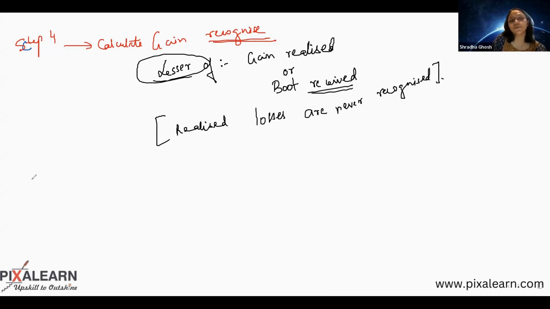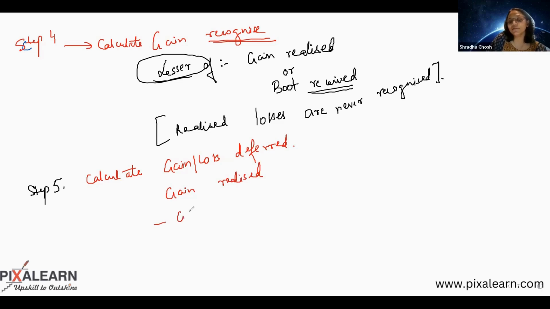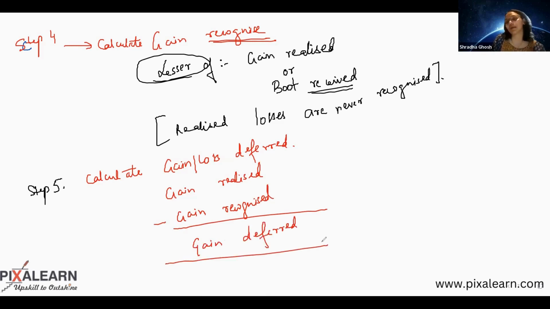So now you know what is the gain that you've made. Now you also know the gain that you have to report in your income statement. That brings us to finding out what is the gain that you have deferred. So calculate the gain or the loss that you have deferred. This is easy. This was my gain which I have realized minus the gain that I have recognized in my books by way of putting it in the income tax statement. This is the gain that I have ultimately deferred. That means I have excluded this gain from the tax net.